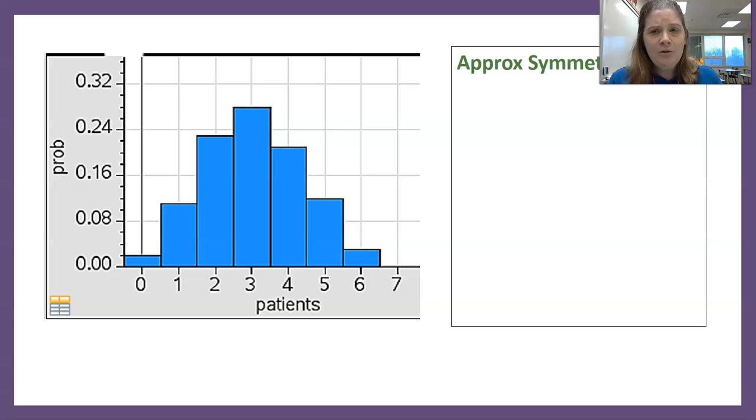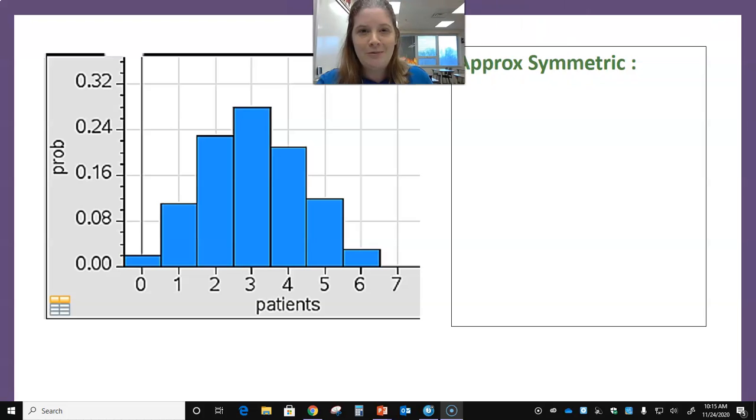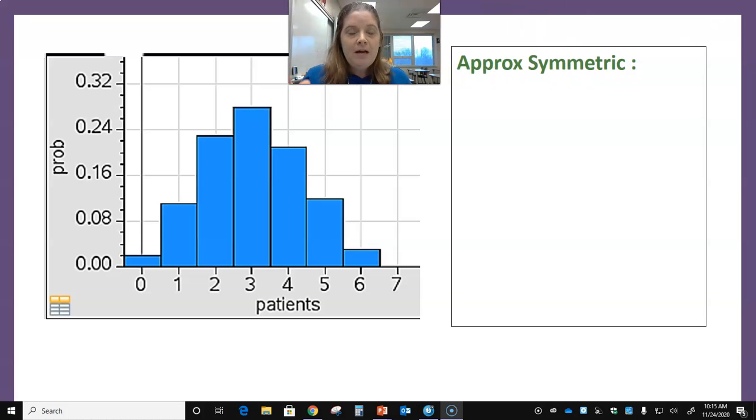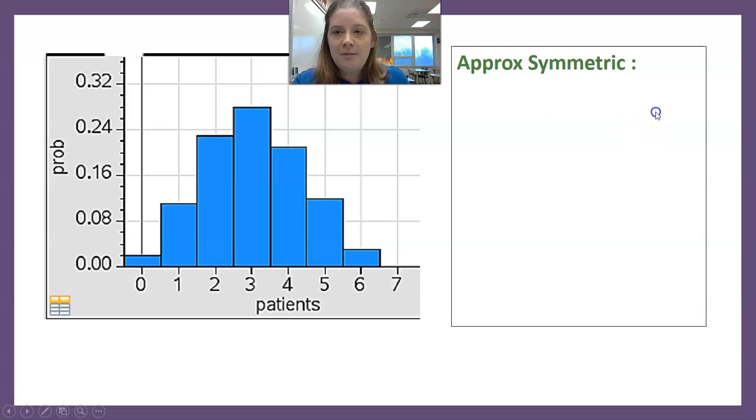All right, now this guy, we look at this. This looks approximately symmetric to me. So approximately symmetric. It's rough. It's not perfect, but it peaks in the middle, sort of drifting off on both sides. Since it is approximately symmetric, we would expect the mean and median to be about the same.